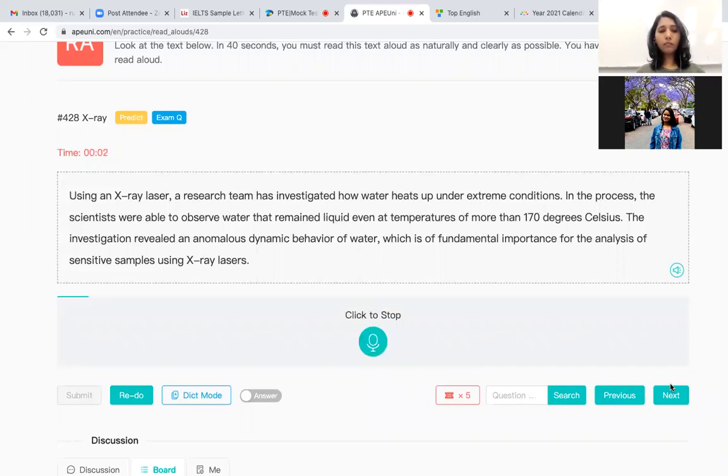Using X-ray laser, a research team has investigated how water heats up under extreme conditions. In the process, the scientists were able to observe water that remained liquid even at temperatures of more than 170 degrees Celsius. The investigation revealed an enormous dynamic behavior of water, which is of fundamental importance for the analysis of sensitive samples using X-ray laser.